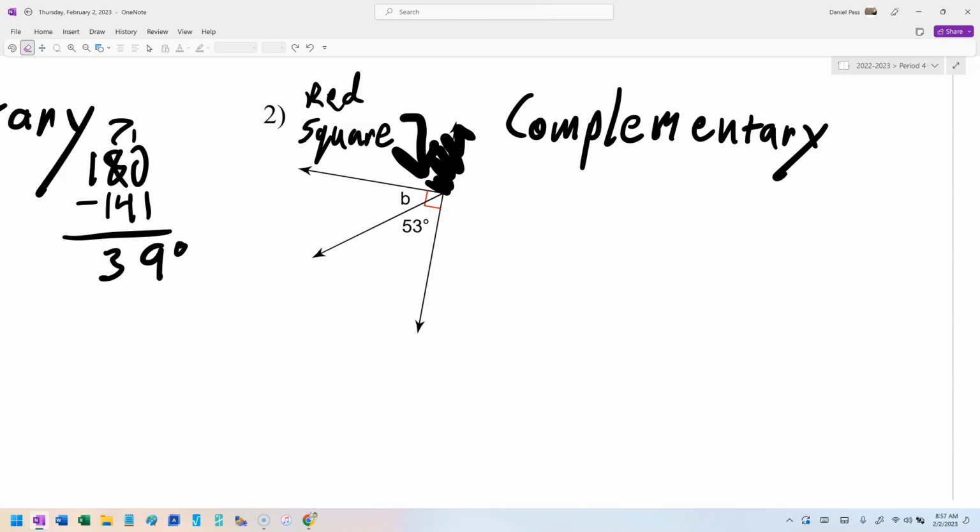So this is a right angle, so complementary. How do we do it? We subtract 53 from 90, and we have to borrow. Boo, borrow. And we get 37. Is that correct? Yeah. Yay! That was excellent, Miss Money.